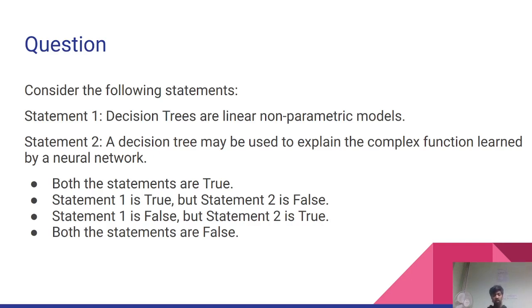So basically what we are saying is that we have a neural network, which can be complex, which has learned a complex function, a mapping between, suppose, input and output, and we can use a decision tree to explain that, kind of like yes or no node decisions, that because it is greater than this, it is happening like this. So statement 2 is that, and statement 1 is that decision trees are linear and non-parametric models. So is statement 1 correct? Is statement 2 correct? Which one is it? Both are correct or both are false, whatever.